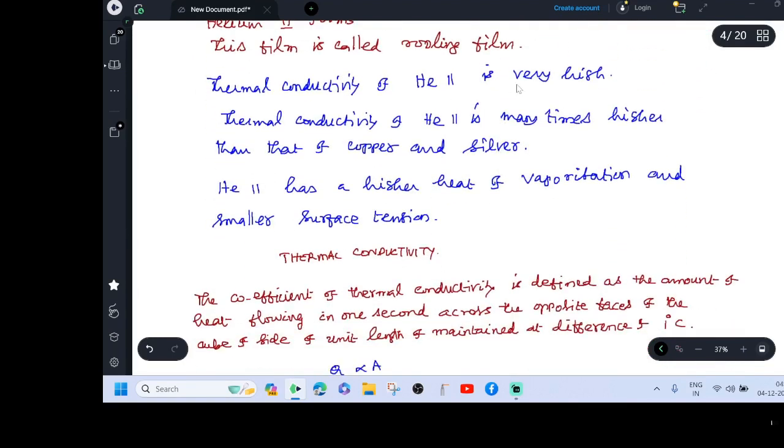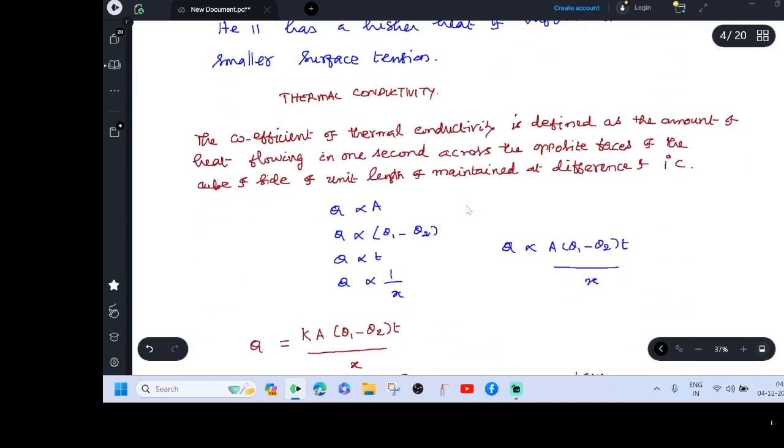Thermal conductivity of helium 2 is very high. Thermal conductivity of helium 2 is many times higher than that of copper and silver. Helium 2 has a higher heat of vaporization and a smaller surface tension.